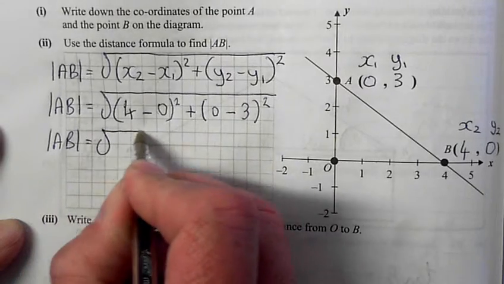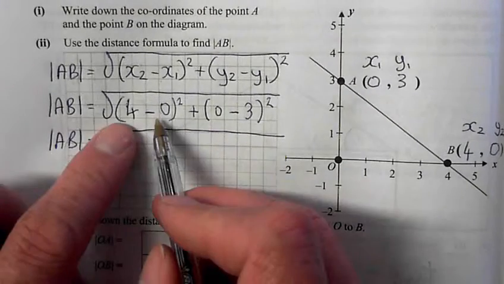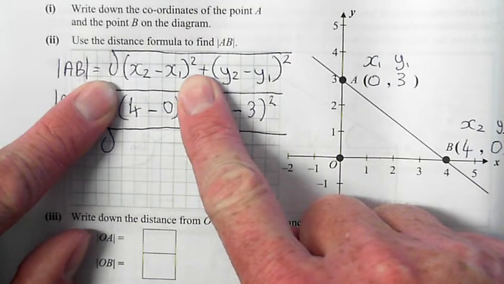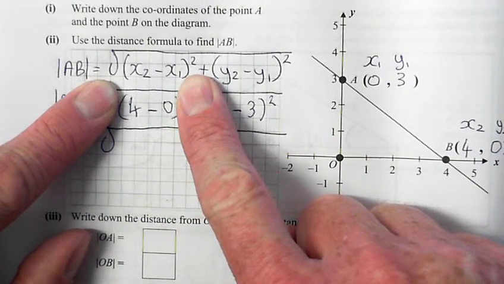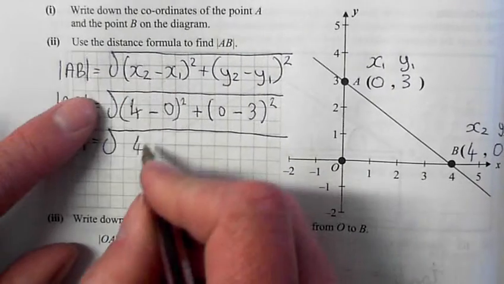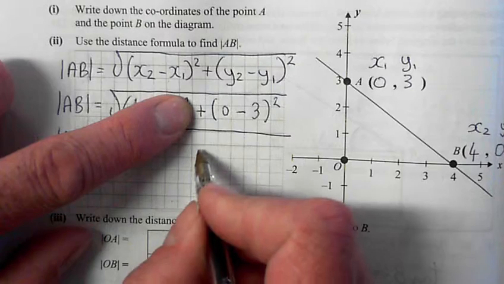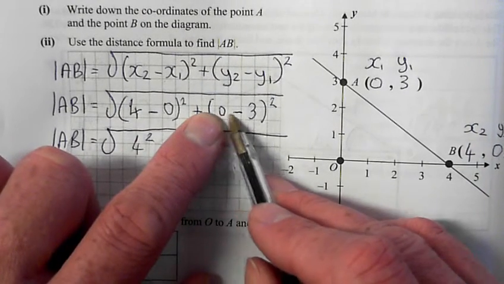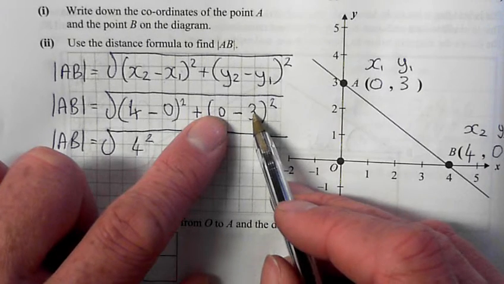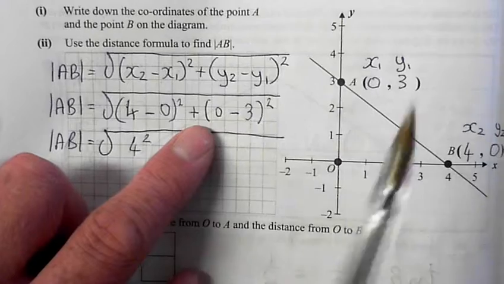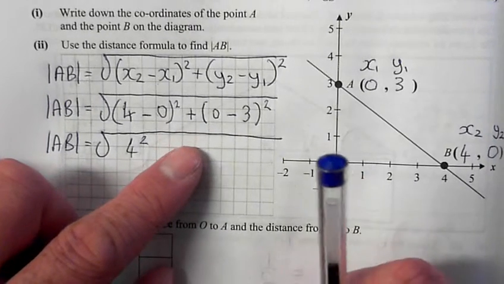Right, so we write the square root again. And what we do now is we look inside the bracket first of all. What's 4 minus 0? 4. So 4 squared, plus. Now we've got 0 minus 3, minus 3. You use your calculator. What's minus 3 squared on your calculator? Always use your calculator if you're not sure.